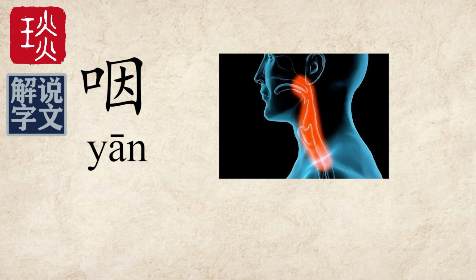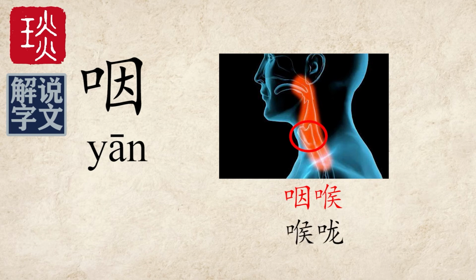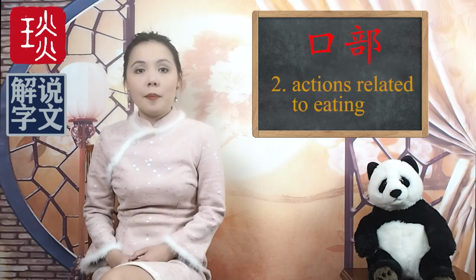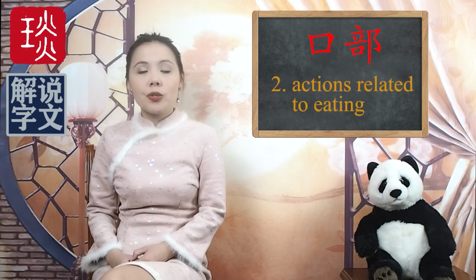Another related character is 咽. 咽 refers to the tubes behind the nasal and oral cavities. The part in the throat is called 咽喉. 咽喉 is equivalent to 喉咙. 咽喉 is more formal and 喉咙 is used more often in oral conversation. 我的喉咙有点痛.